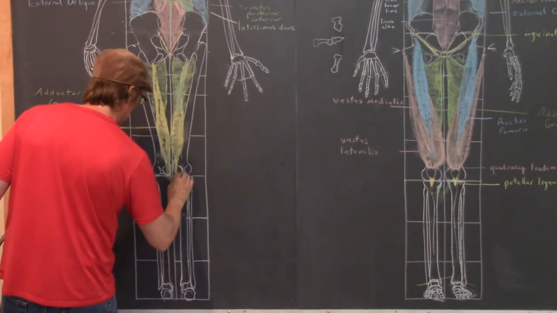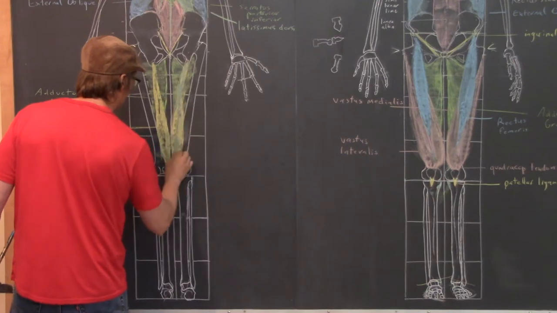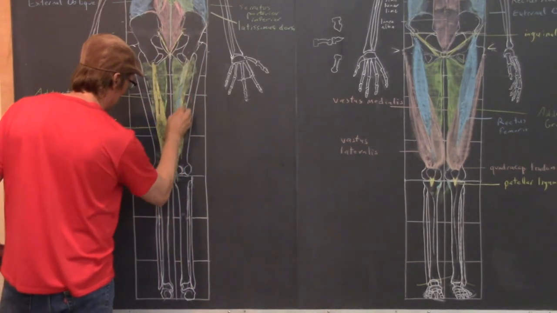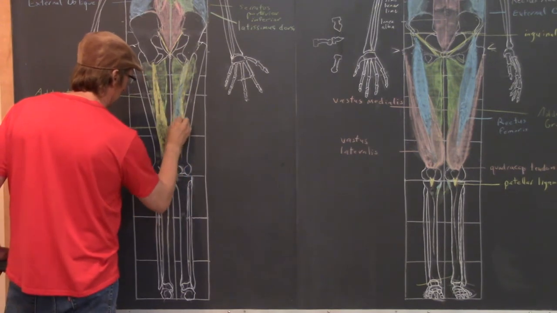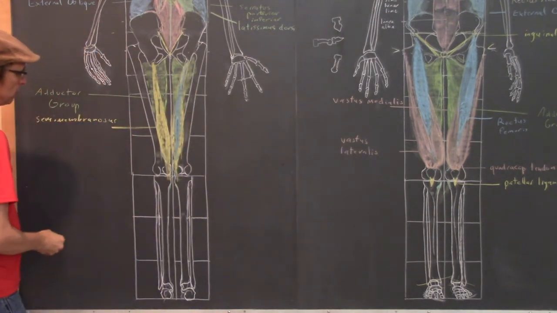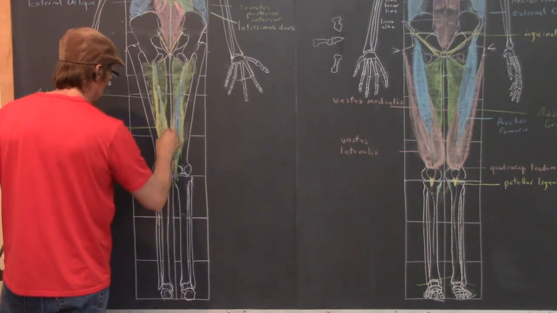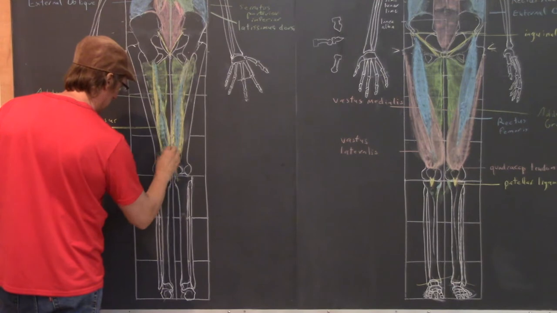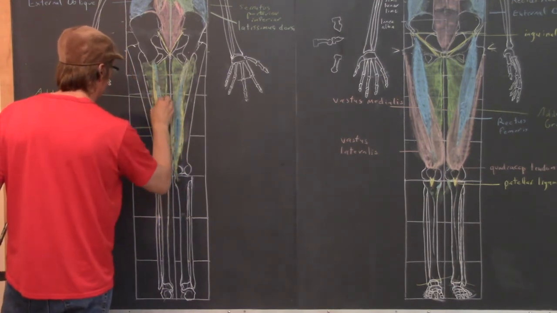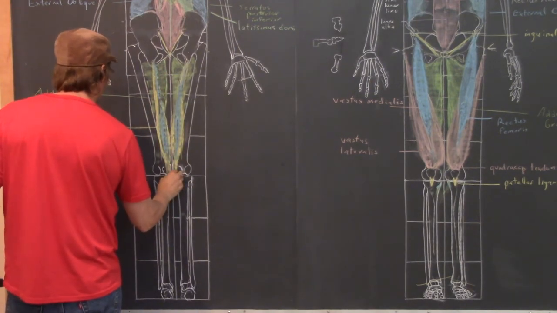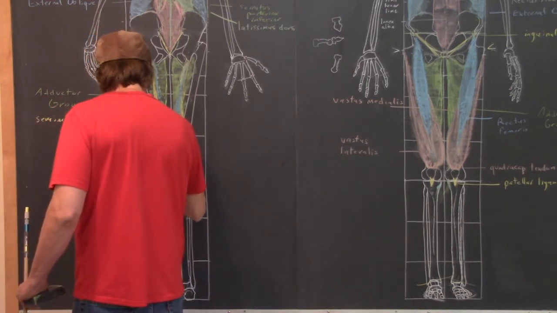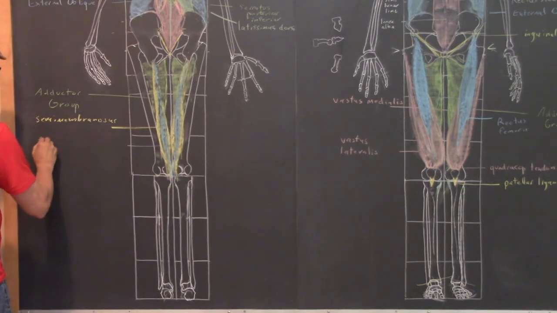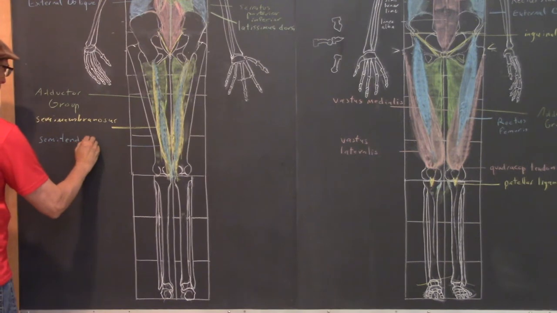So that strap's going to come around and it's going to come up, and it has, again, a bit more of a thinness to it, if you will. So it's a strap that covers, not entirely, but it goes over the semimembranosus. And coming around to the front of the tibia here. Semitendinosus.